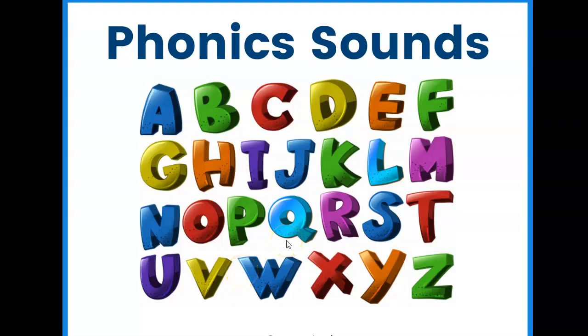Let's continue our lesson. Phonic sounds here. A, B, C, D, E, F. 26 letters we have. G, H, I, J, K, L, M, N, O, P, Q, R, S, T, U, V, W, X, Y, Z. It's the alphabet of the English language. Let's start.